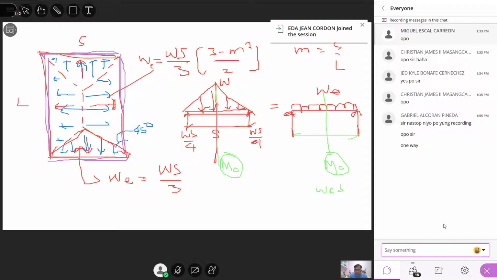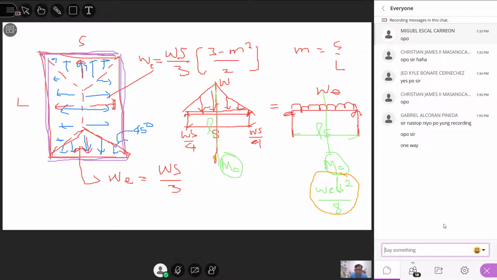squared over 8. Okay? So this is now the S. So WS squared, that is actually, nasanay tayo. Lagyan natin L. LS, WL squared over 8. The moment here. So this is now the moment at the center using an equivalent uniform load.